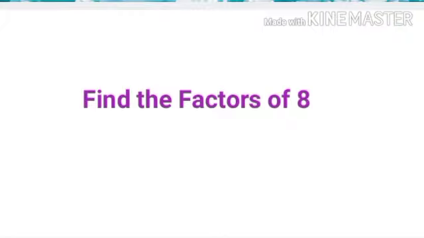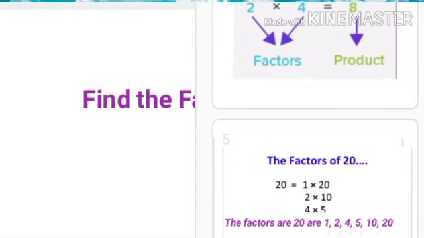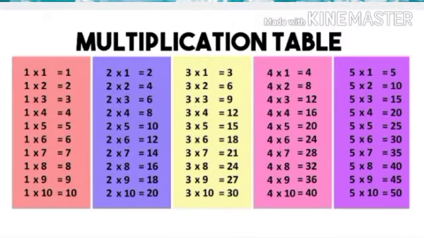Now it's your turn. You can find the factors of 8. Look at the table. You can check the table and you can find the product. Here 1 is 1. So you can check here. We have an 8 in this line. So 1 8 is 8. So you can just mark it. 1 8 is 8. So this is the factor. This is one multiplication fact.